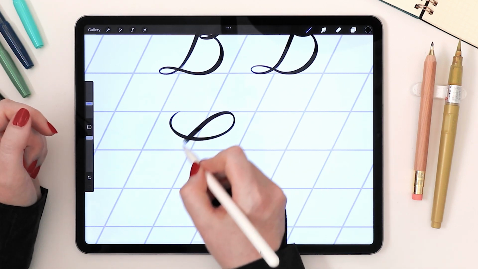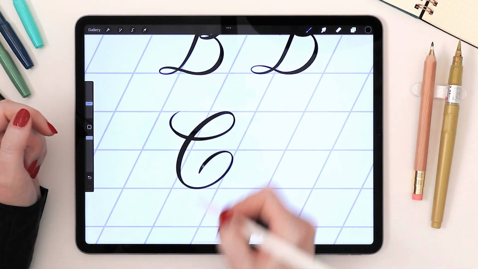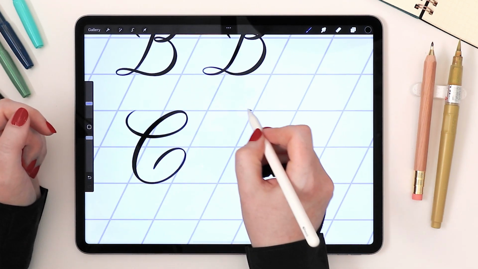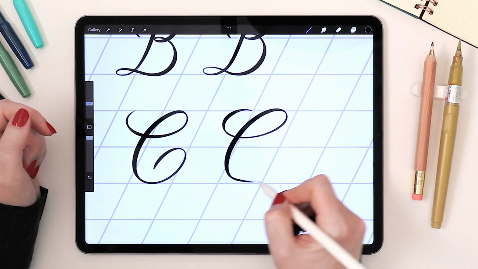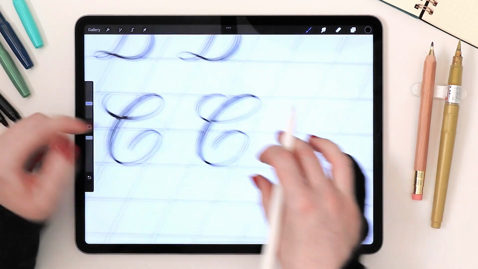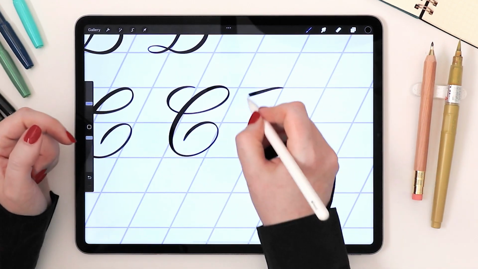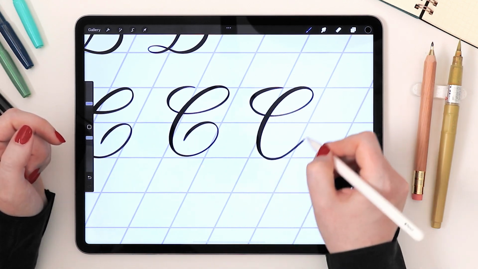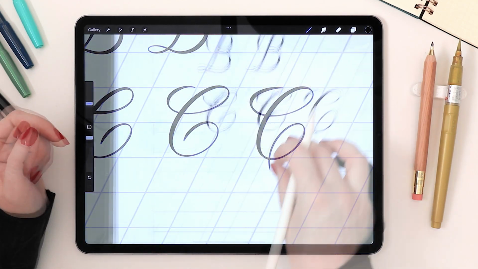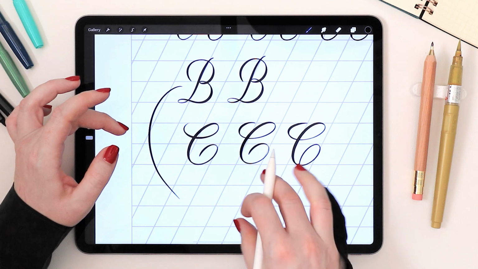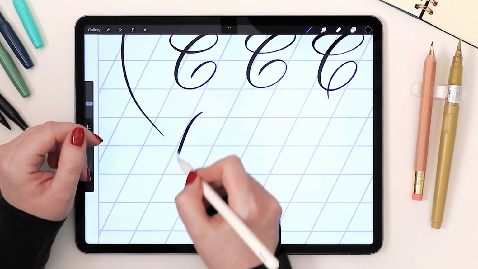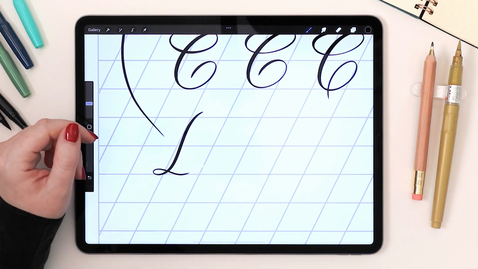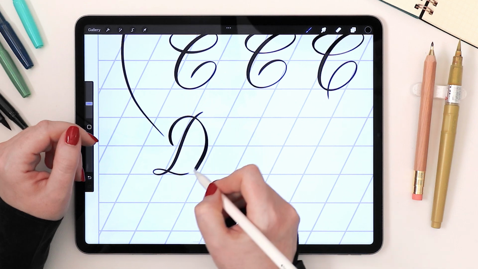Moving on to C. C is a fun one, just a lot of curves. If you want to extend this bottom part, you can do that too. That's one variation that I'll show you now. D shares this B shape a little bit. So we start with that same S curve coming out like this, and we connect again at the bottom.